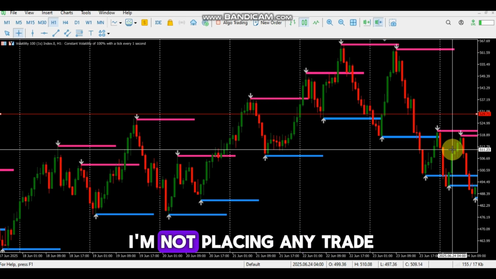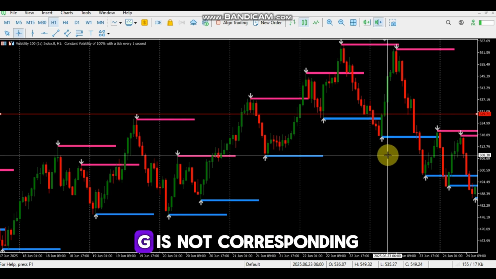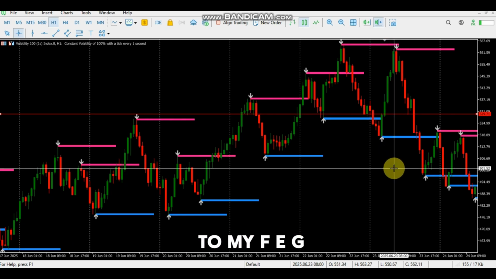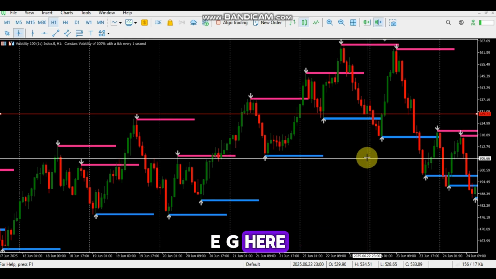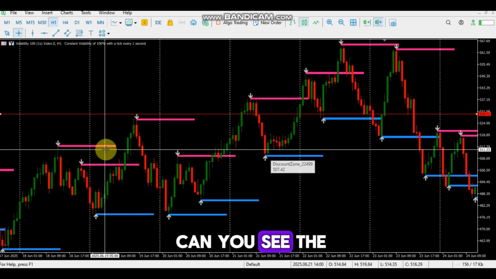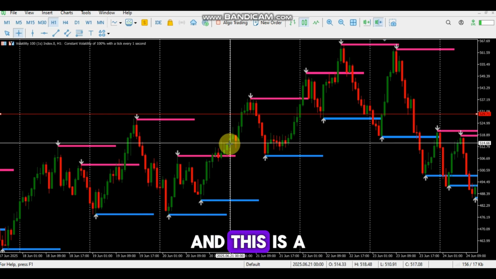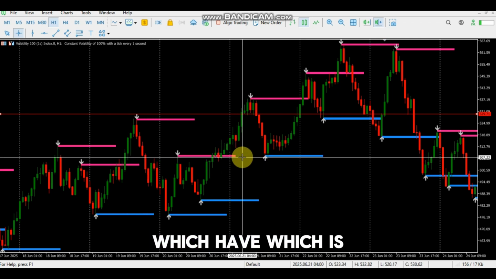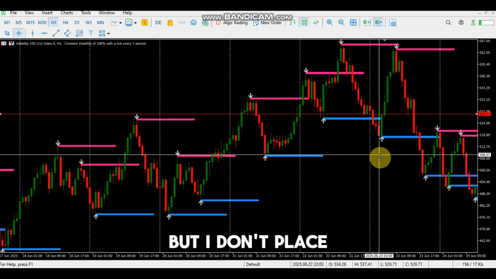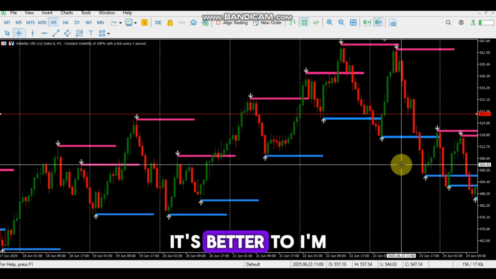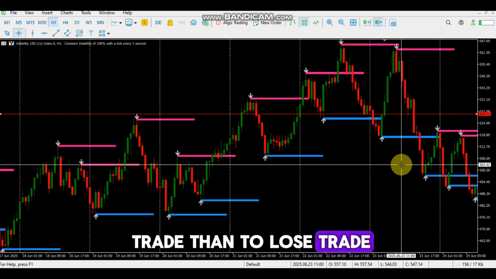The reason why I'm not placing any trade here is because my FVG is not corresponding to my FVG. But the reason why some other people will have placed a trade here is there is an IFVG here. Can you see the IFVG around this place? And this is a support zone, which is a resistance zone that has changed to support zone. Some people will have placed a trade, but I don't place that kind of trade. I'm just explaining to you, but it's better to miss a trade than to lose a trade.